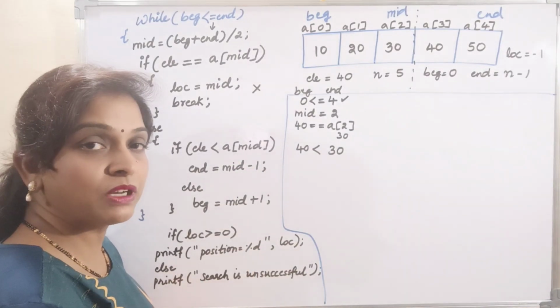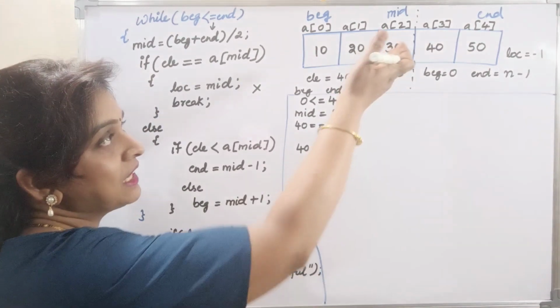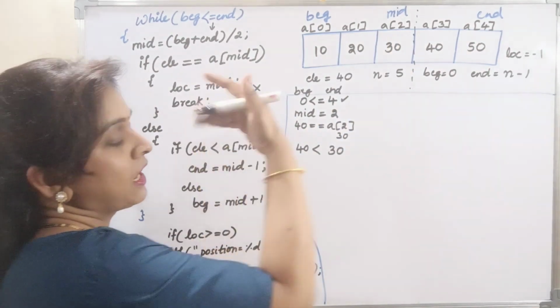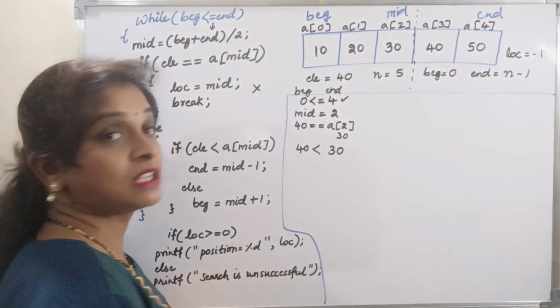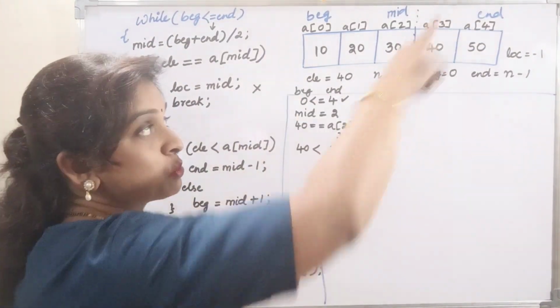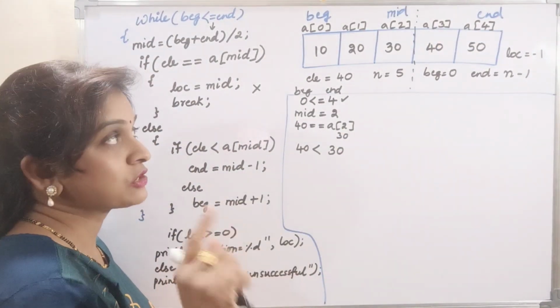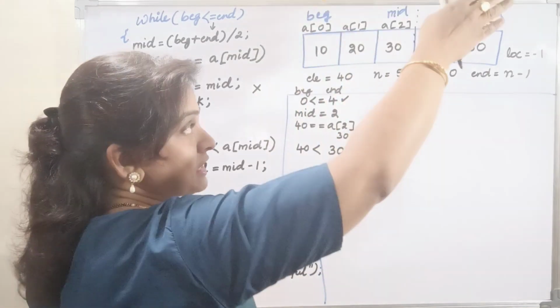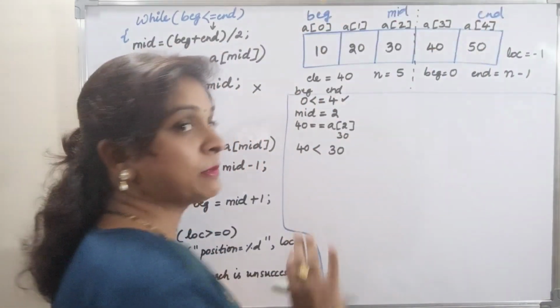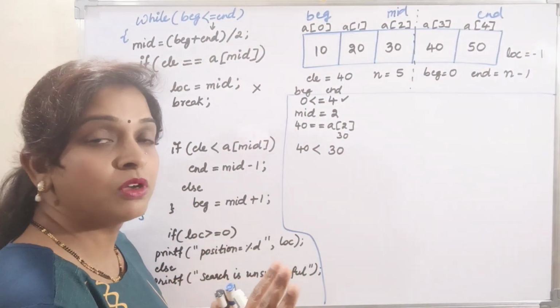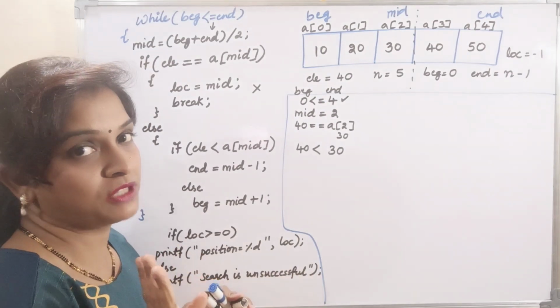See, elements will be in sorted order. All the lesser elements will be towards left and the greater elements will be towards right. My search element is towards right. The search element is towards right means I have to move towards the right portion of the array. I have to forget about the left portion of the array.